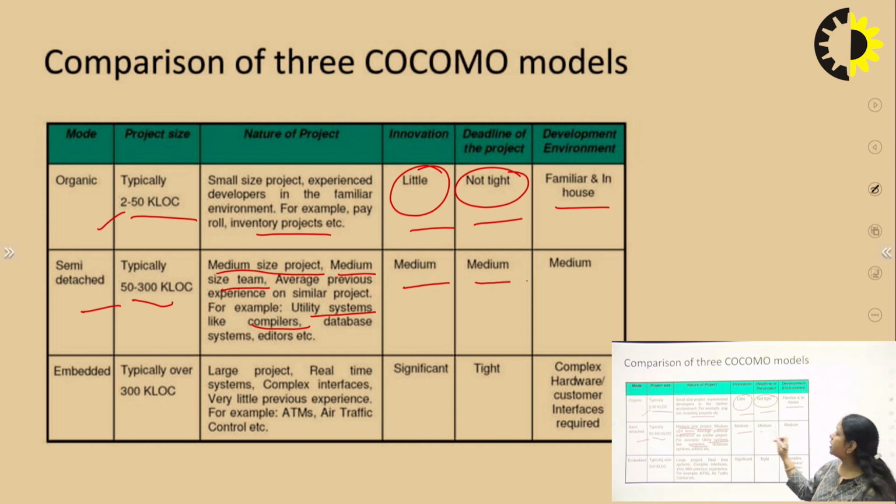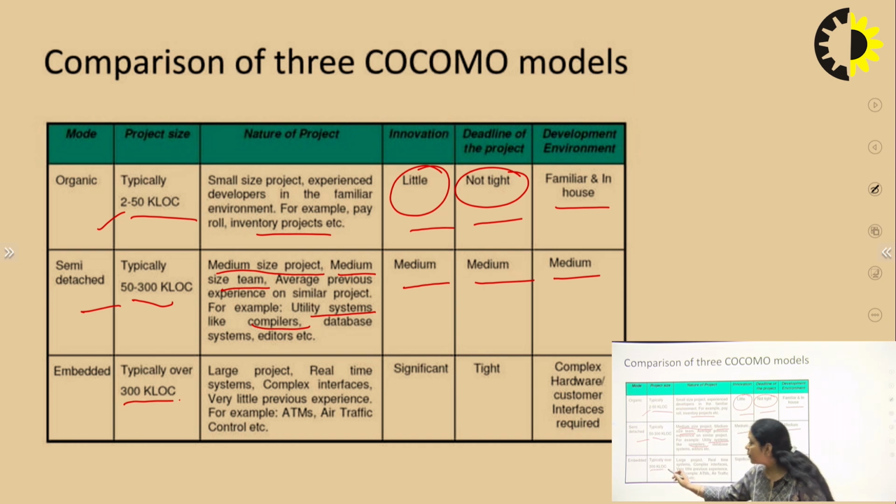Next, the deadline is also medium. What it means is there should be a given deadline. We have to complete the project on that time only. Development environment is medium. It is not in-house. It can be a different environment. So it can be another challenge for the developer, because now the environment has been different.